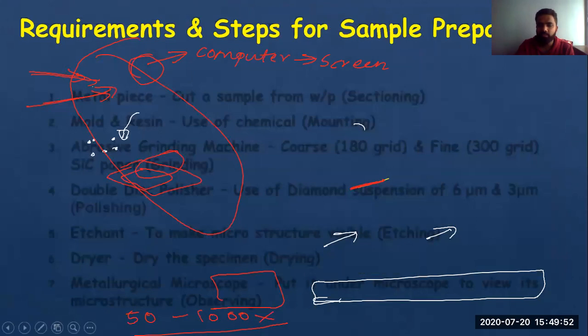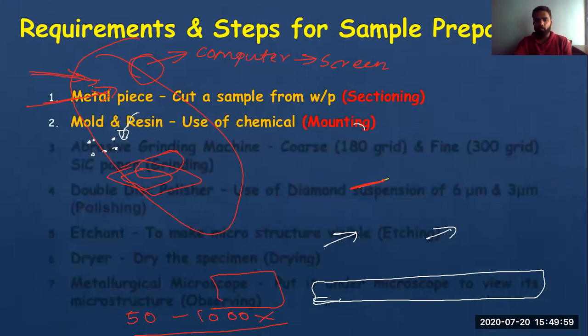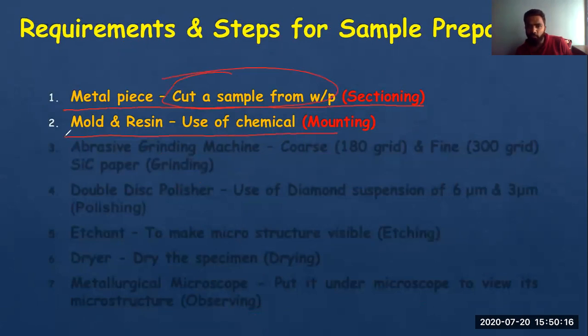Now what are the steps? I'll just note down the steps. First step is sectioning, that is cutting of the workpiece. Second is mounting. I have already informed what you mean by mounting. I'll just try to clear the screen. I am not able to clear it. Sorry, I'm taking extra time. First step is sectioning. Sectioning is cutting a sample from the workpiece. Second is preparation of mold and resin. Use some chemical with hardener. Resin with hardener.